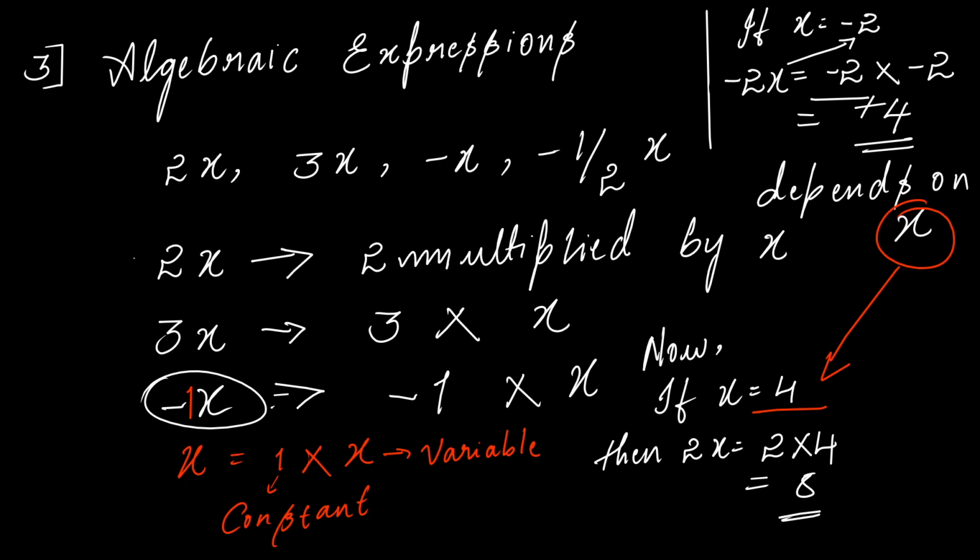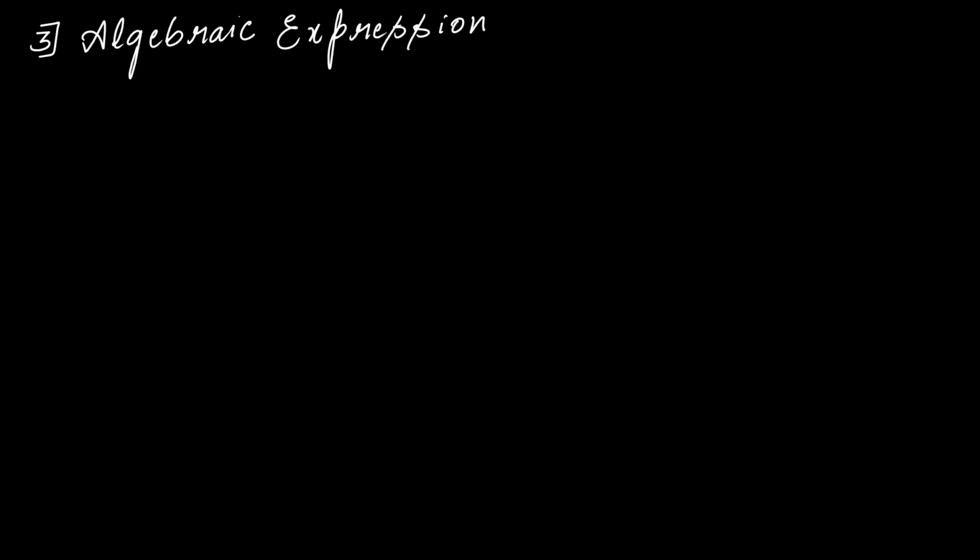So here all the expressions depend only on the value of x. Here x is equal to 4, then the value gets changed, and here x is equal to minus 2, again the value gets changed. So all the expressions depend only on the value of x because here the x is getting varied.